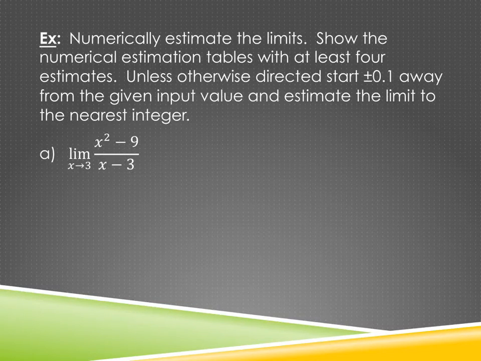Okay? So I need an x value that is 0.1 away from 3, but on the left-hand side. What number is that? 2.9. So our first entry in here is going to be 2.9. And then we're going to get closer, and here's how we do it. With nines: 2.99. And then we're going to go 2.999. And it said we had to have 4 entries, so 2.9999.